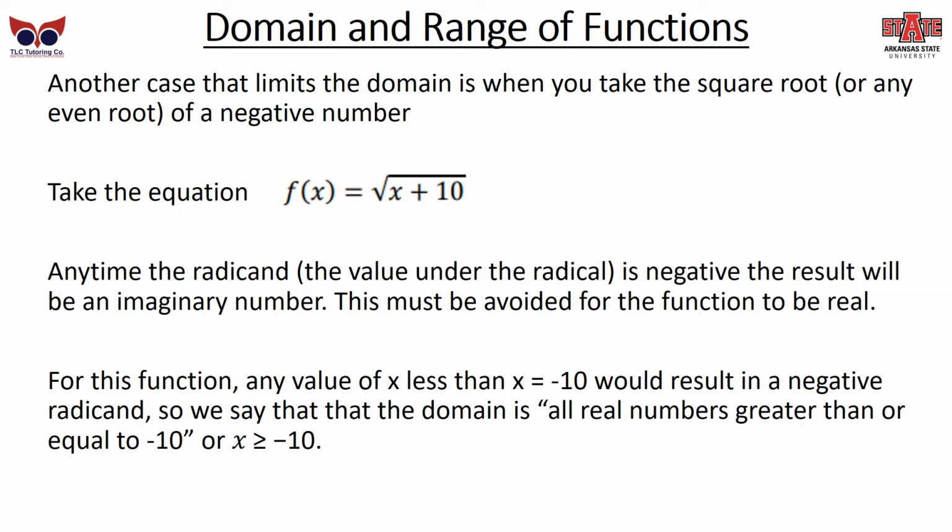Another case is when you take the square root or an even root of a negative number. And if you recall, the square root of a negative number is an imaginary number, and we're only looking at real numbers. So this equation, f of x is equal to the square root of x plus 10. So anytime the radicand, that's the value under the radical, is negative, you're going to get an imaginary number. So this has to be avoided. So looking at this one, you could say if x is ever less than negative 10, you're going to get a negative number. So we could say that the domain is all real numbers that are greater than or equal to negative 10. Or we could say x greater than or equal to negative 10.